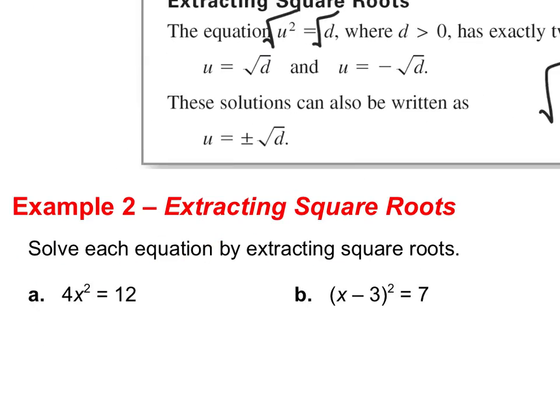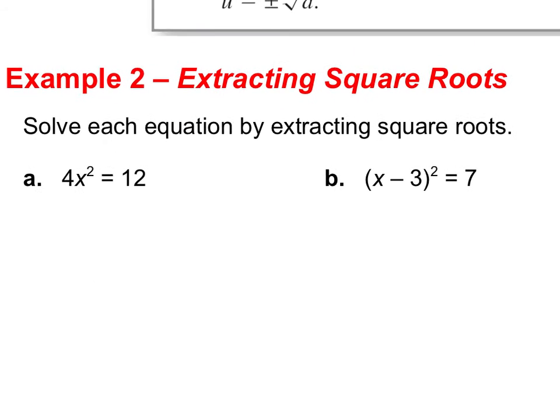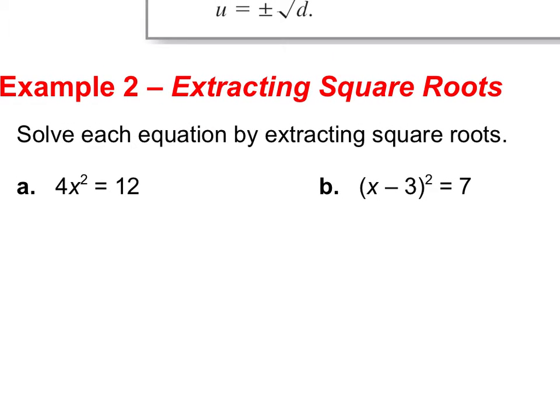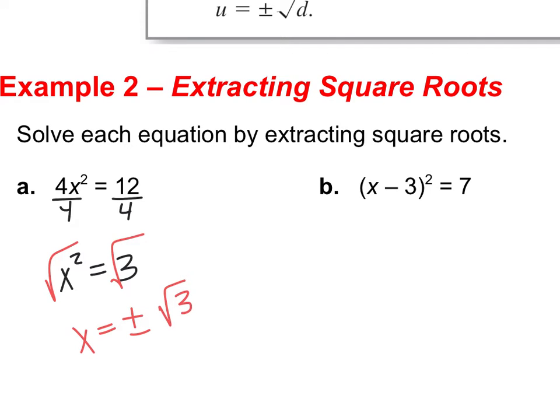So let's go ahead and solve a couple here. Letter A, 4x squared equals 12. So we're going to divide both sides by 4 first. That leaves us with x squared equals 3. And then once you get that x squared by itself, we can take the square root of both sides. So we get x equals, right away, plus or minus, taking the square root. And in this case, the square root of 3 does not simplify, and it's not a perfect square, so we just leave it as root 3.